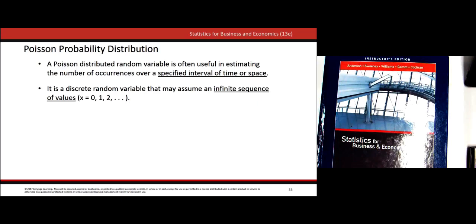So x can be 0, 1, 2. There is no finite upper limit, but it is countably infinite. For example, if this is number of customers arriving, you can have 0 customer, 1 customer, 2 customer. You cannot have 1.2 customer or 3.56 customer. This is countably infinite. There is no finite upper limit. Still discrete.